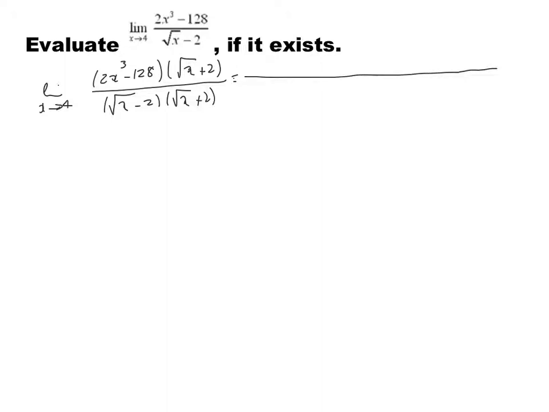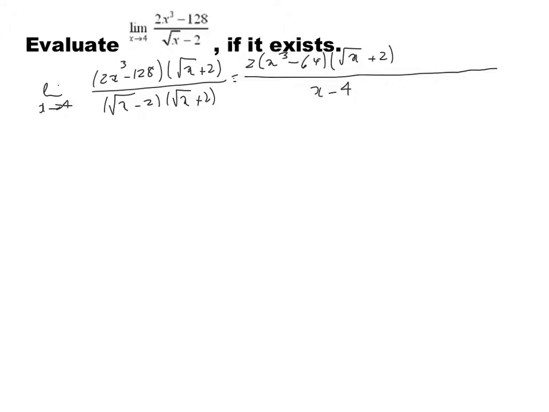The denominator is square root of x minus 2 times square root of x plus 2, so I'm going to use the difference of squares, a squared minus b squared, and this becomes x minus 4. Now the numerator, I can factor 2 from 2x cubed minus 128. So this becomes 2 times x cubed minus 64 times square root of x plus 2.